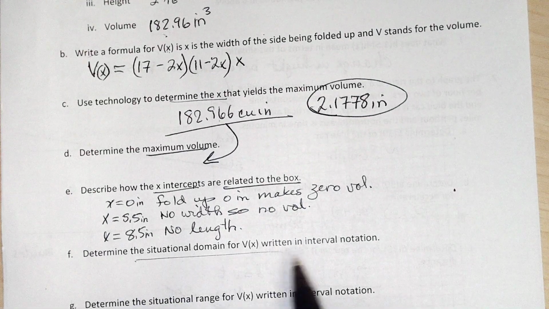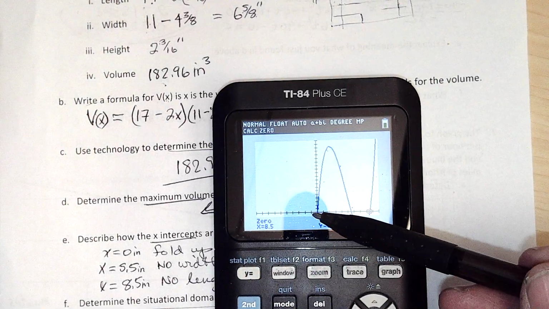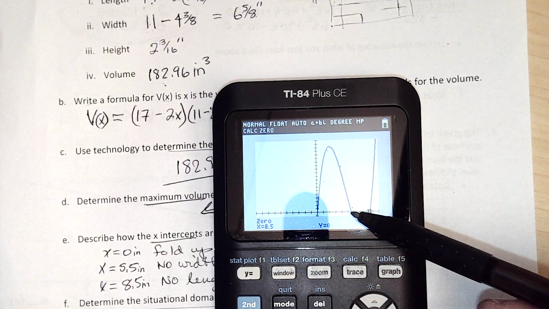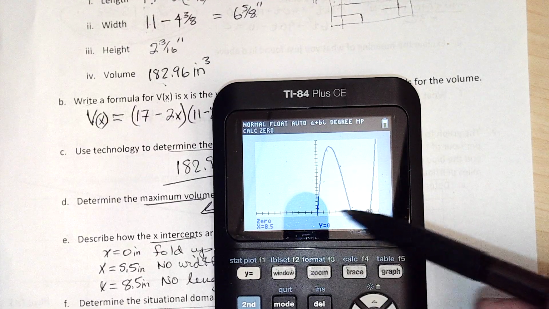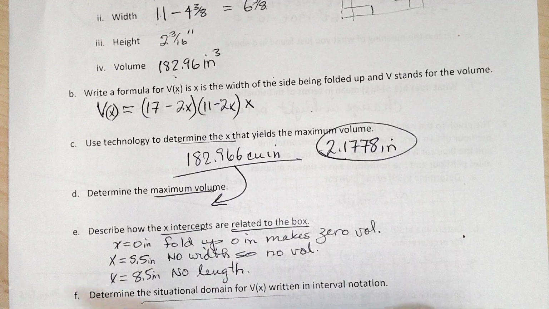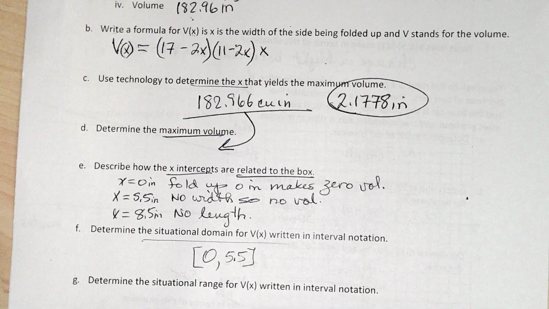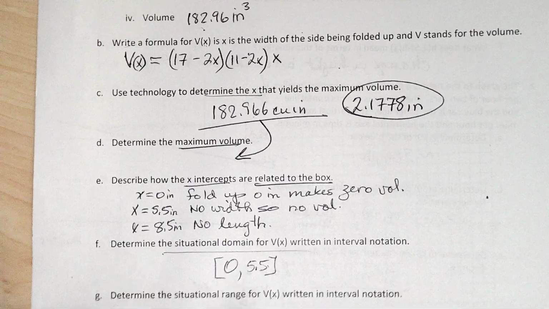So the domain for this, what only makes sense is we can't fold up a negative amount, and we can't really fold up more than 5.5. So the domain for this situation is from 0 to 5.5. And I don't care on this one whether you say you can or cannot include the 0 or the 5.5. I'll include them because you technically could not fold anything up, and you could fold 5.5. You'd get 0 for the volume.